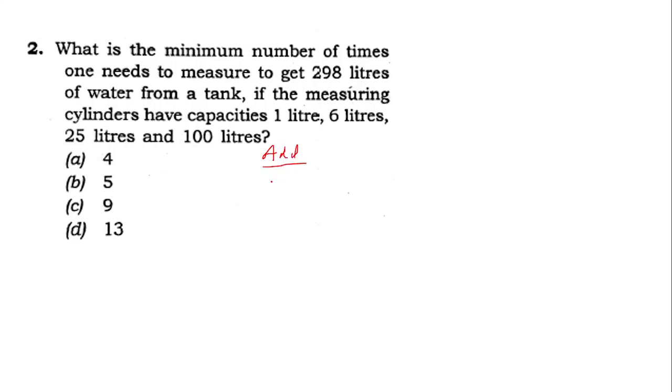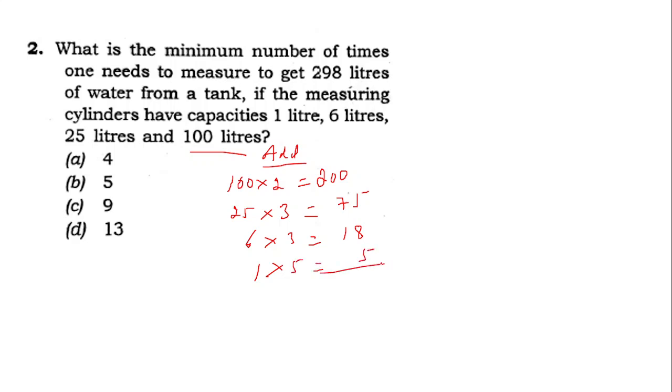What happens in the additive method? We keep on solving from the maximum one. So we'll take 100 liters 2 times, this is 200 liters. Next we will take 25 liters 3 times, this becomes 75 liters. Next we take 6 liters 3 times, this becomes 18 liters. Then we have 1 liter, which we will take 5 times. It becomes 5 liters. So together, 18 plus 5 plus 75 plus 200 gives 298 liters.